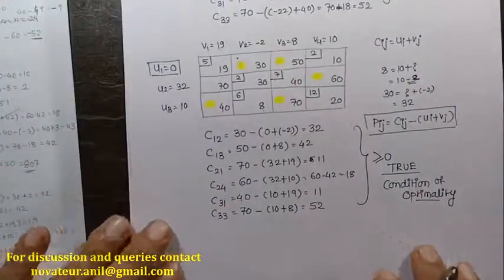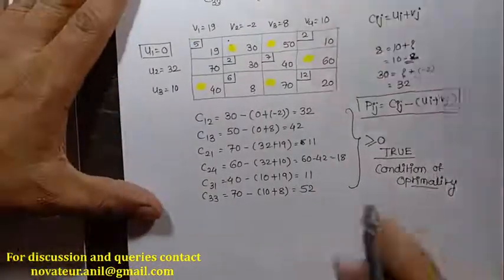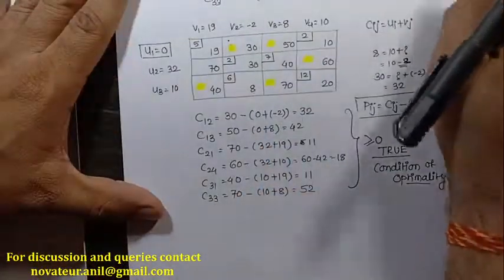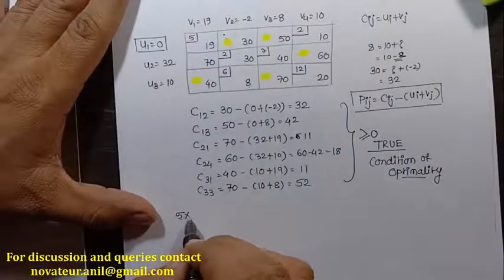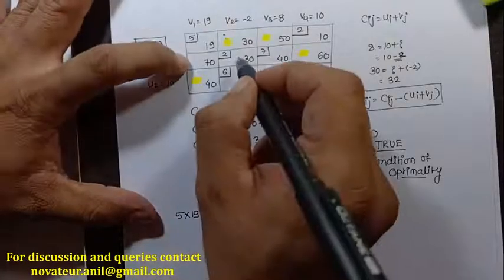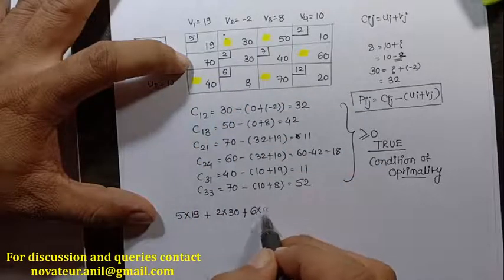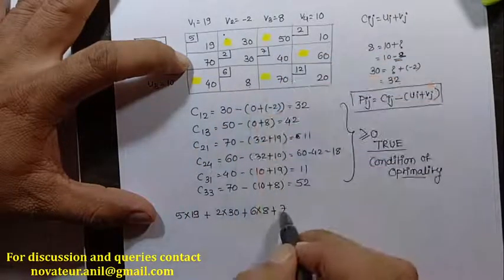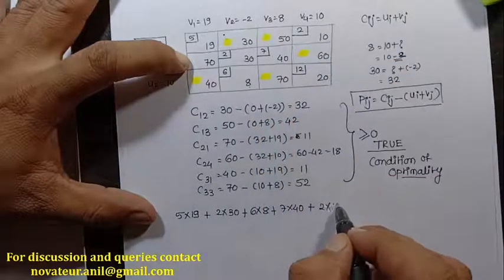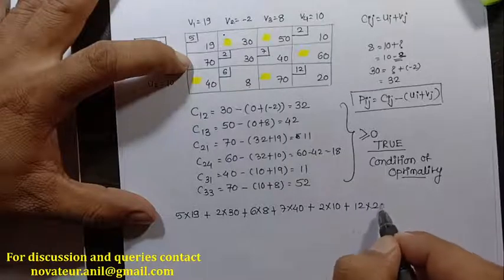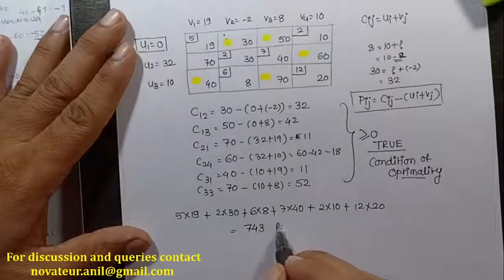To calculate what is the optimal cost, what are you going to do? The rule is very simple. I am going to make the multiplication and add this, that is 5 into 19 plus 2 into 30 plus 6 into 8 plus 7 into 40 plus 2 into 10 plus 12 into 20. If you do the calculations, what we got is 743, let's say, rupees.